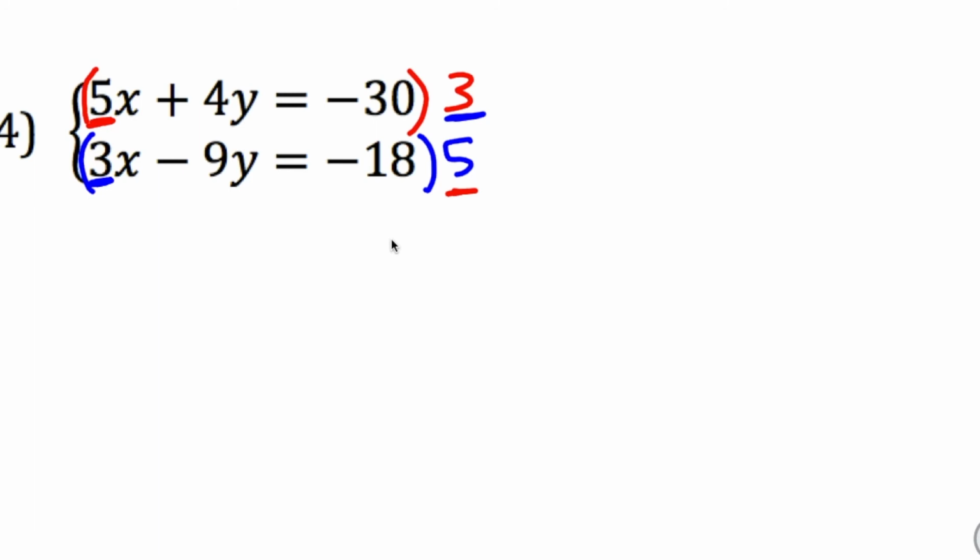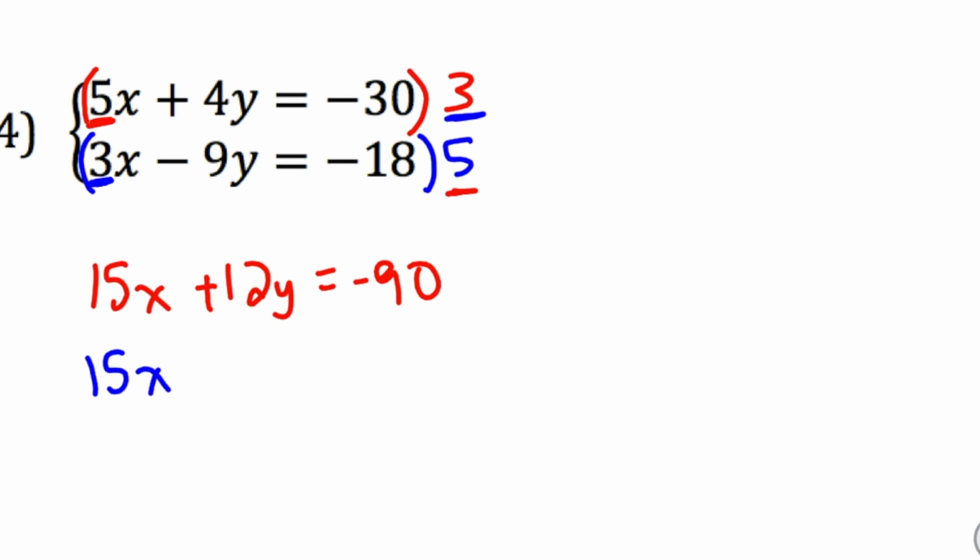the x terms. So 3 times 5 is 15x. 3 times 4y is 12y. And 3 times negative 30 is negative 90. Bottom equation, 5 times 3x gives me 15x. 5 times negative 9 is negative 45y. And the last one, 5 times negative 18 gives you negative 90.